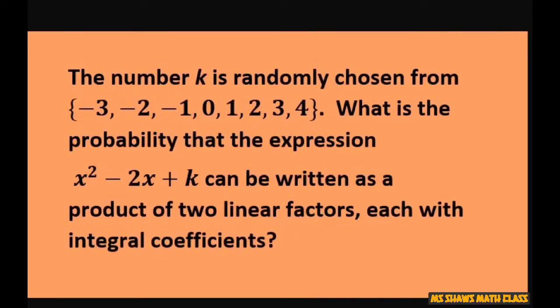Hi everyone. The number k is randomly chosen from -3, -2, -1, 0, 1, 2, 3, 4. What is the probability that the expression x squared minus 2x plus k can be written as a product of two linear factors, each with integral coefficients?